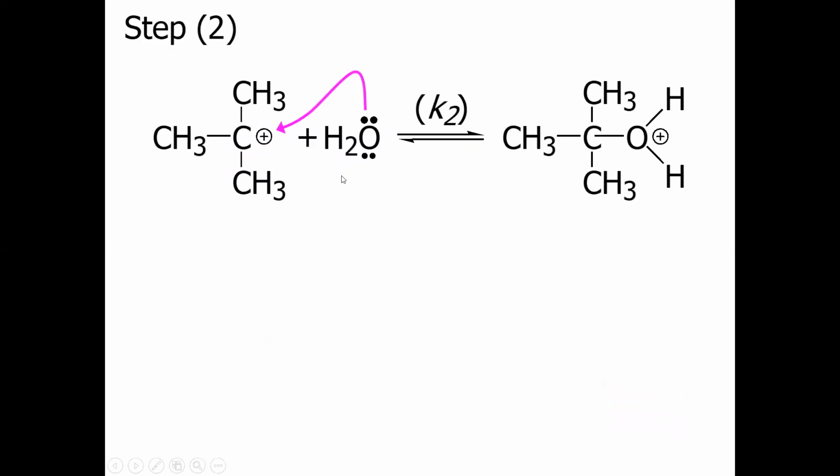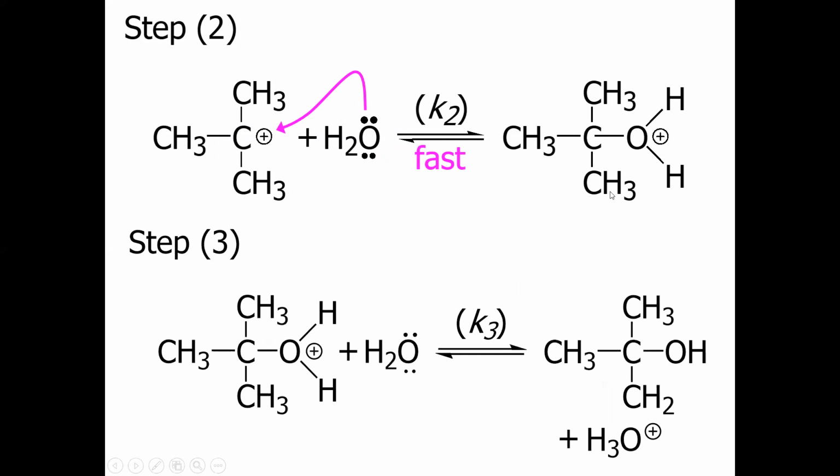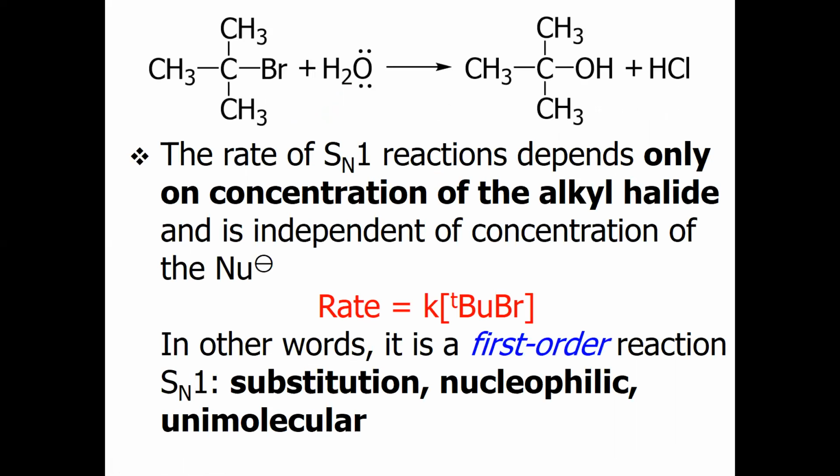The second step, a fast step, is the nucleophilic attack at the positively charged carbon center, which results in the formation of the protonated intermediate. Then in the last step, deprotonation will occur to give you the neutral product. As I mentioned, the rate of the SN1 reaction depends only on the concentration of the alkyl halide, and it is independent of the concentration of the nucleophile. Generally, the nucleophile is the solvent in case of the SN1 reaction. It's a general perception.